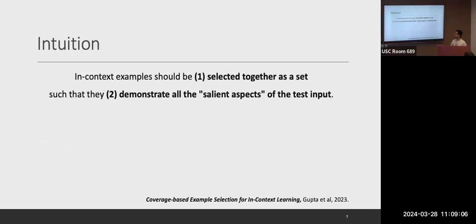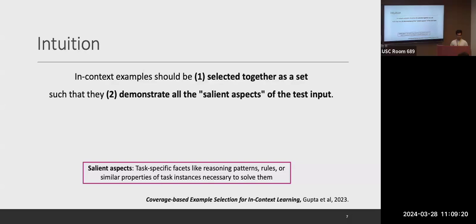Right. So the intuition in our work in general has been that in-context examples should be selected together as a set, such that they demonstrate all the salient aspects of the test input. Now, here, by salient aspects, I mean task-specific facets or features like reasoning patterns, rules, or similar properties of a task instance that are necessary to solve it.